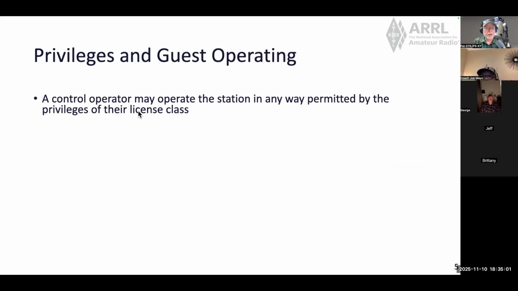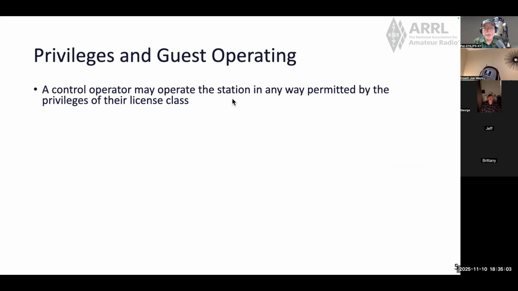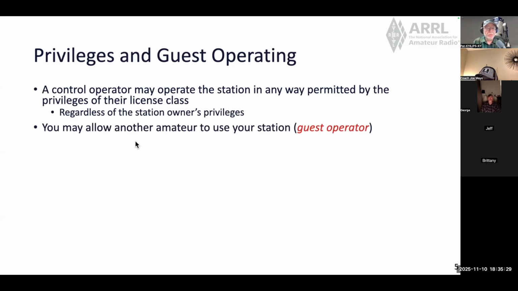Privileges and guest operating. A control operator may operate the station in any way permitted by the privileges of their license class. So if you're a technician, you have to operate your radio within the bands that you are given on this card. Or if you're a general or extra, you have to operate within those band privileges. Regardless of the station owner's privileges, you may allow another amateur to use your station as a guest operator.